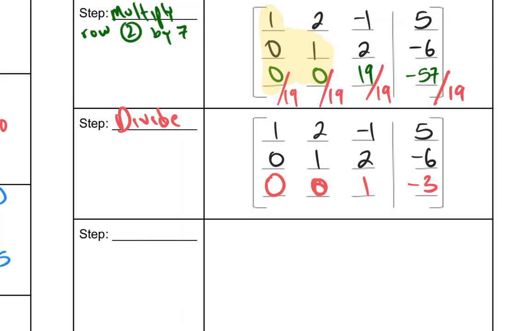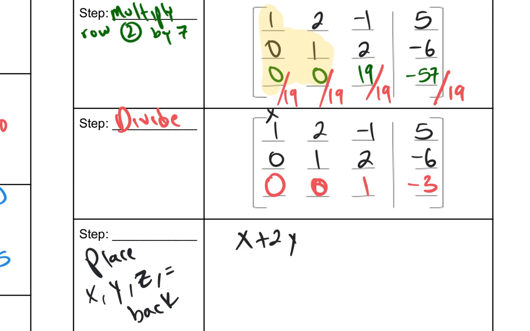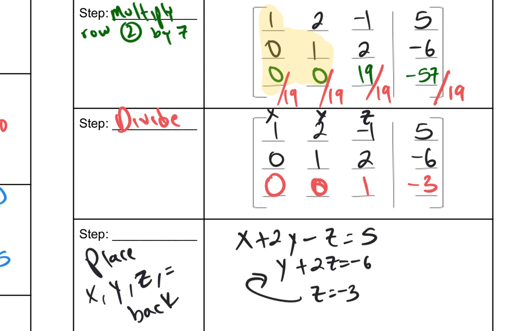Perfect, y'all. The last thing we're going to do is put the x's, y's, and z's and equal sign back where they go. So x plus 2y, this is x, this is y, this is z. Sorry, x, y, and z. So minus z equal to 5, y plus 2z equal to negative 6, and we have a z equal to negative 3. We're going to plug in that z here, so that y plus 2 times negative 3 is negative 6. So y minus 6 equals negative 6, so y equals 0.